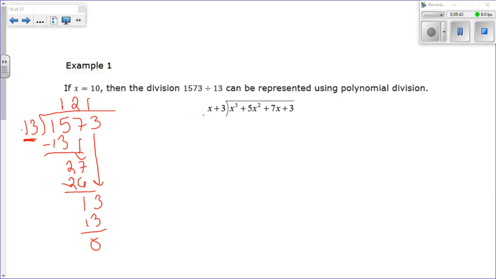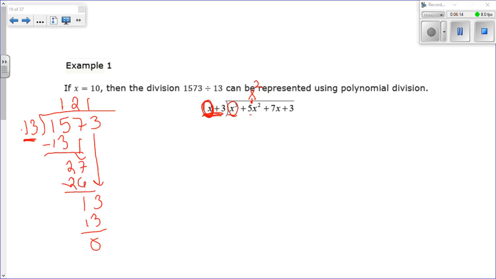I have 2 terms here. That means I need to go over 1, 2 terms over here, and I put a little dot. And that's where I'm going to write my very first answer. And I always look at the front terms only. And the x cubed would be the front term here. And I ask myself, what do I have to multiply x by to get x cubed? And the answer is x squared.